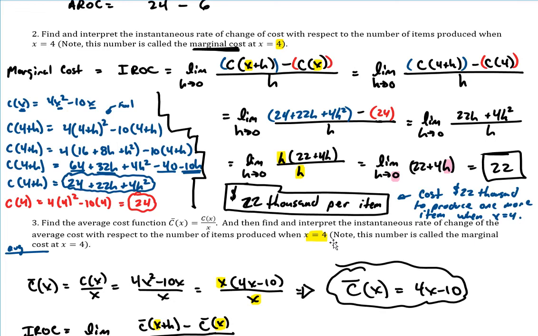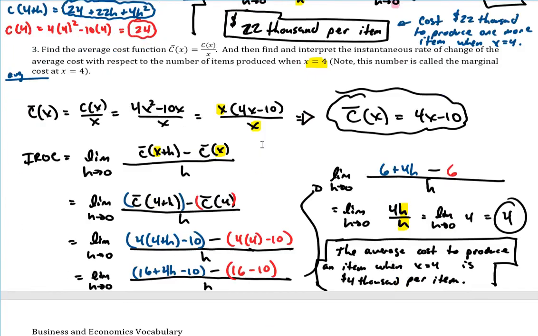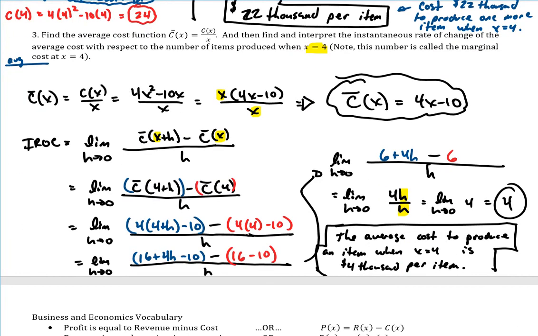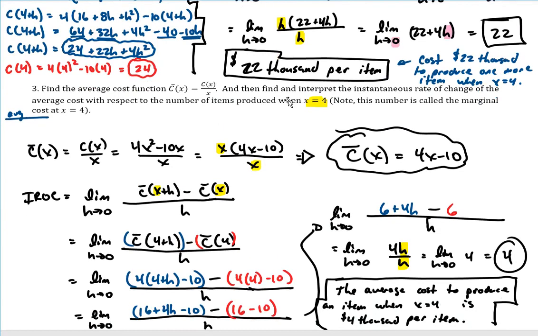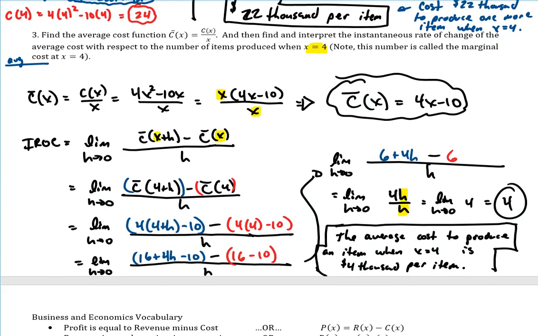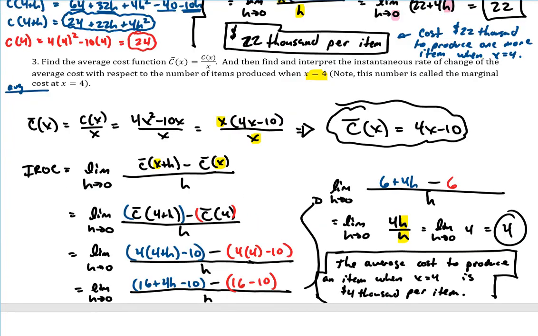So this is not an average. To produce one more item when x is 4, to produce one more, it's 22,000. And then this is just saying the average cost to produce an item. So it's just an average cost. Again, these others are the actual costs, not an average. This is the average cost to produce an item when x is 4, $4,000 per item. Anyway, a little confusing with the phrasing, but I hope this helps.